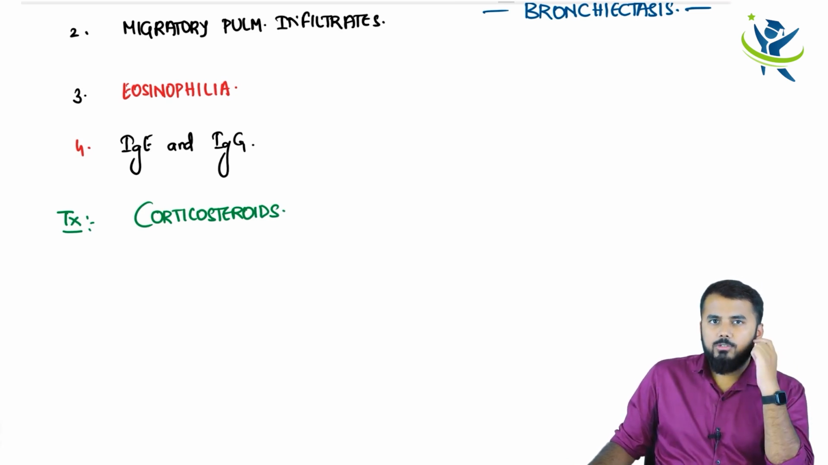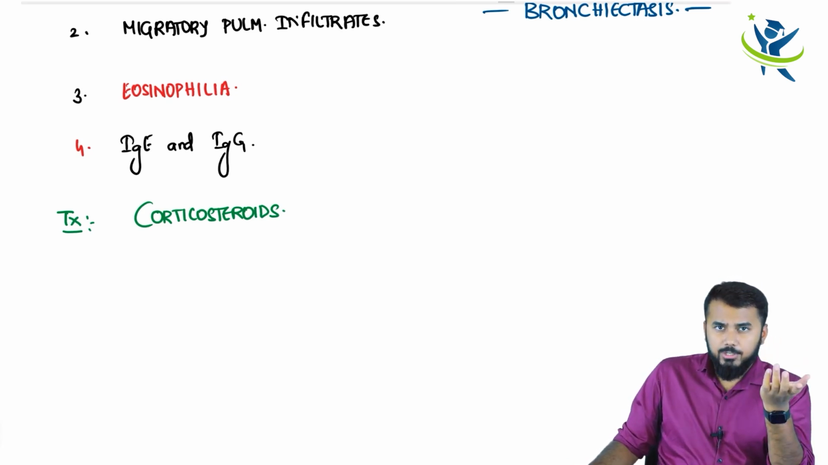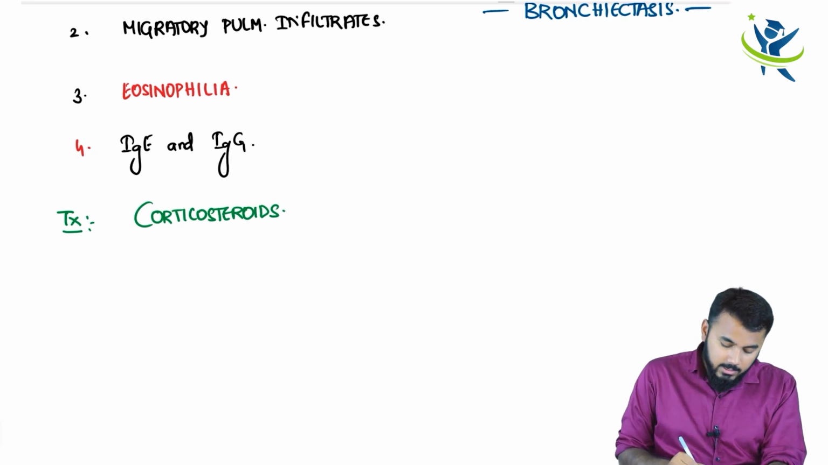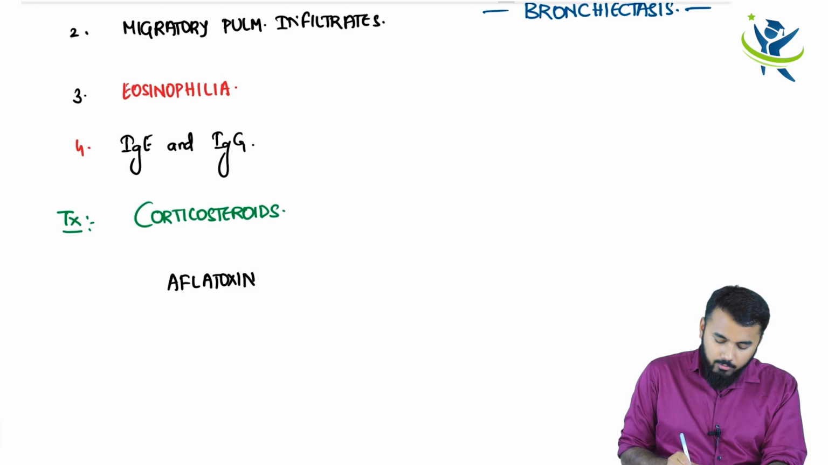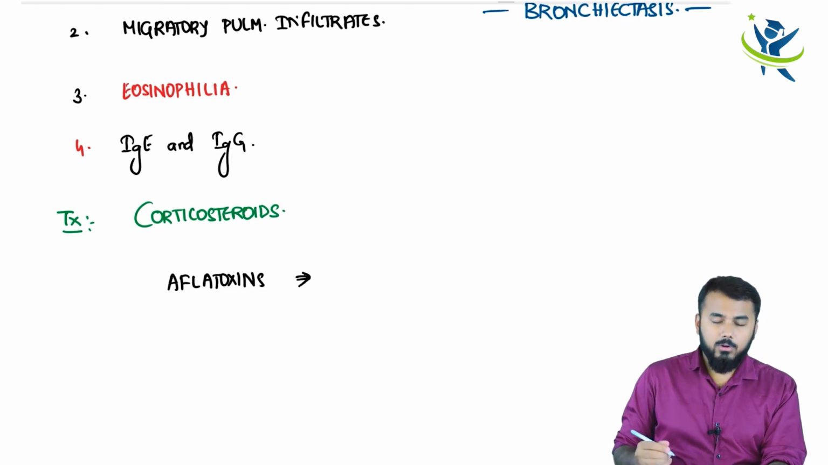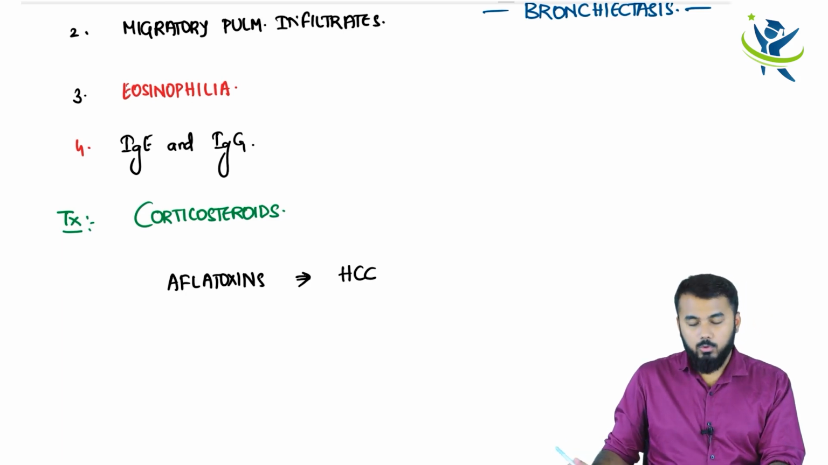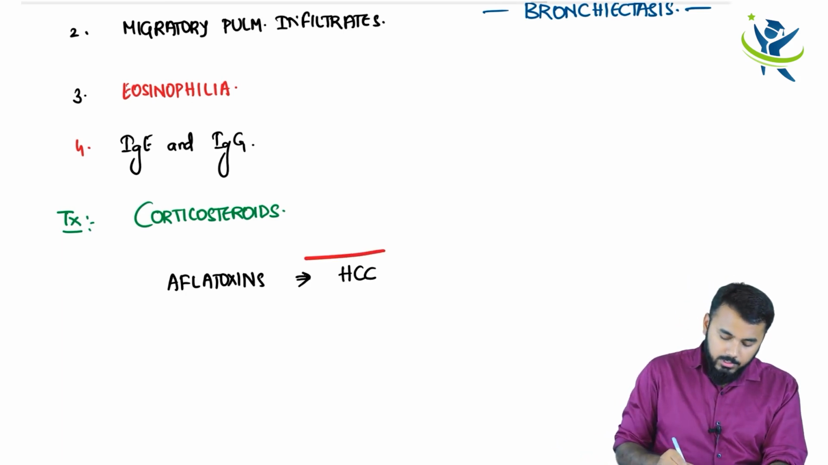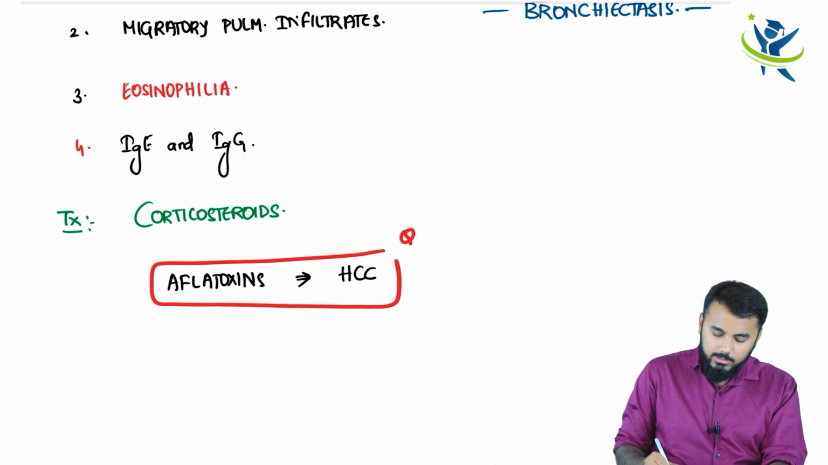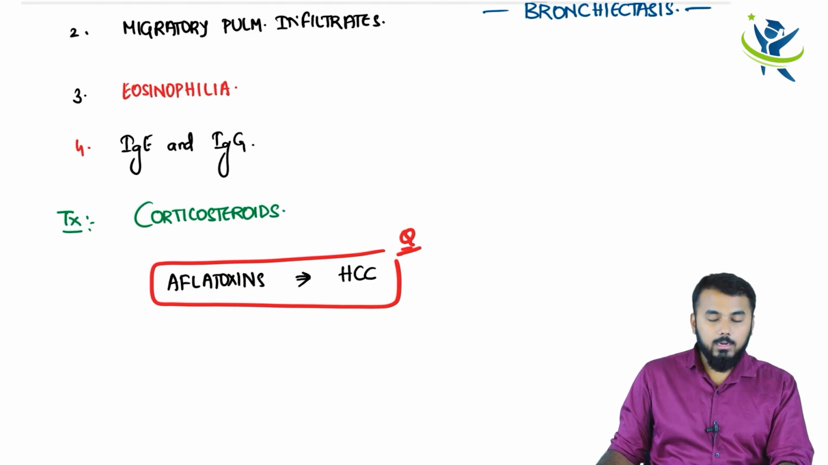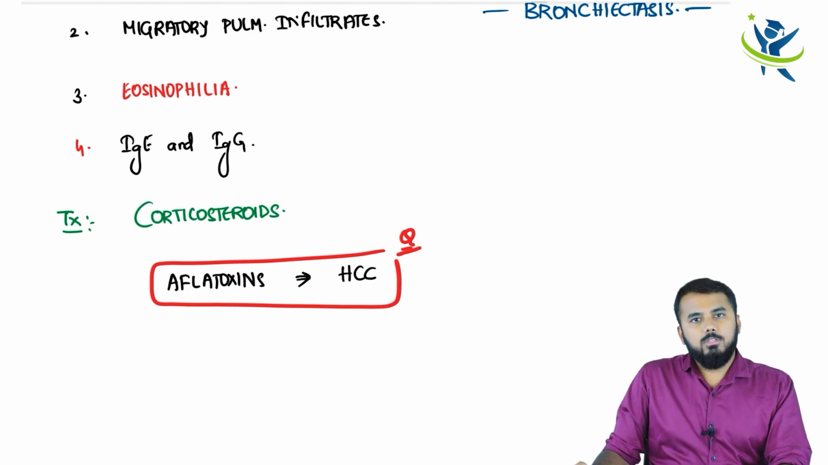Okay. Now another important thing you need to know is that there are some specific species of Aspergillus, and these species produce special toxins called aflatoxins. And what are these aflatoxins responsible for causing? They are responsible for causing hepatocellular carcinoma. This is a very important MCQ, keep this in mind. Aflatoxins are responsible for causing HCC, that is hepatocellular carcinoma. So this is all regarding Aspergillus fumigatus, guys.